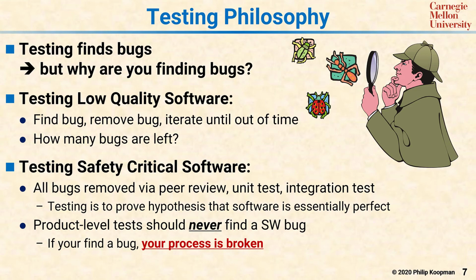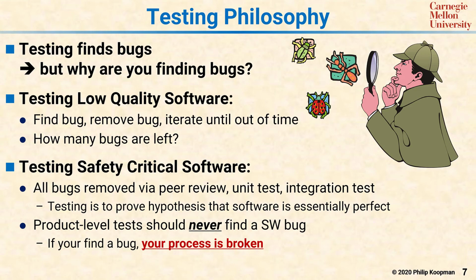If you find a bug, it doesn't just mean, oh, there's a bug, let's fix it. It means that somehow this bug made it through all these different verification and validation procedures to the point where something must be broken in your process. So when you're testing safety-critical software and you find a bug, yeah, sure, fix the bug, but that's actually not the point. The point is, how come you didn't find that bug in peer review? How come you didn't find that bug in unit test? How did that bug slip through?